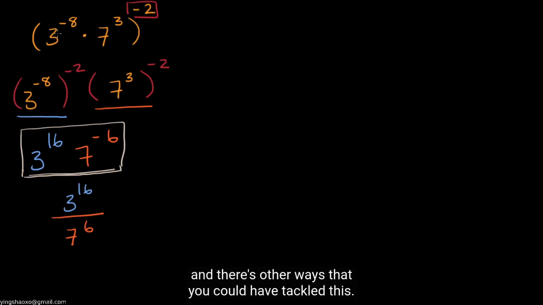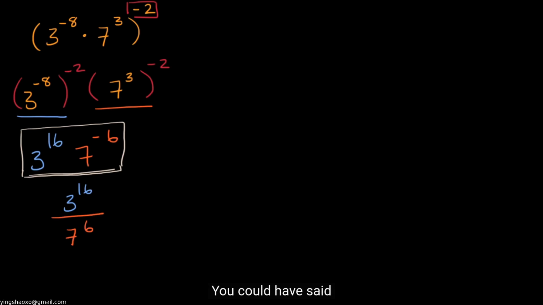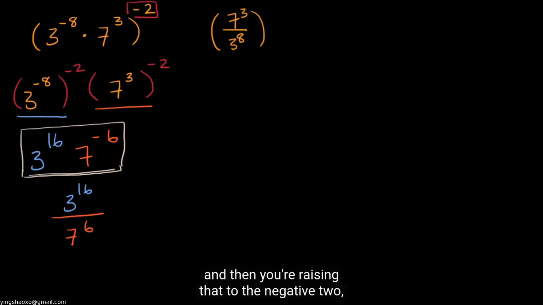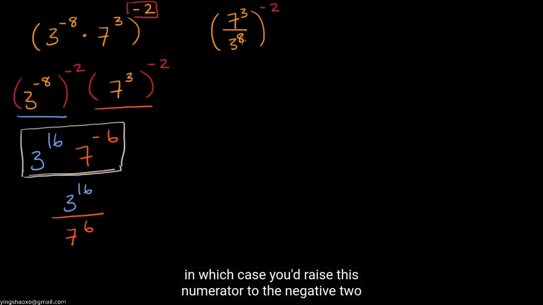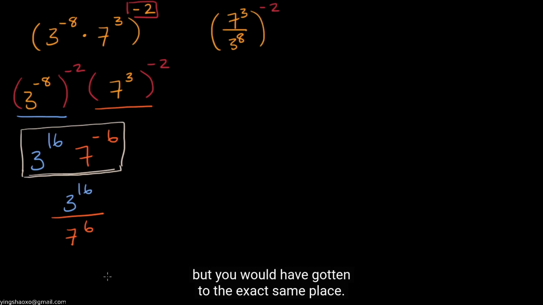And there's other ways that you could have tackled this. You could have said that this original thing right over here, 3 to the -8 is the same thing as 1 over 3 to the 8th. So you could have said this is the same thing as 7 to the third over 3 to the 8th. And then you're raising that to the -2, in which case you would raise this numerator to the -2 and the denominator to -2, but you would have gotten to the exact same place.